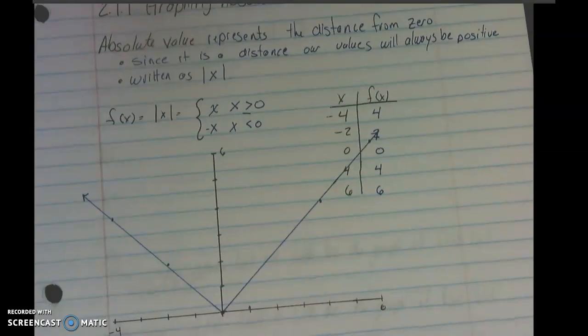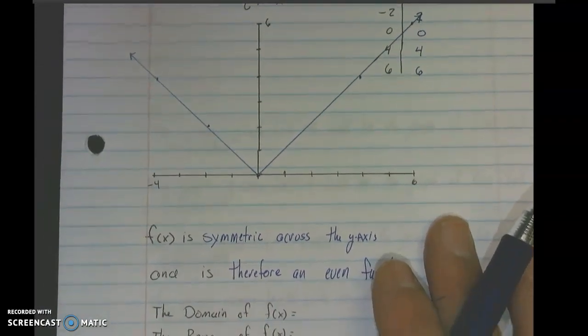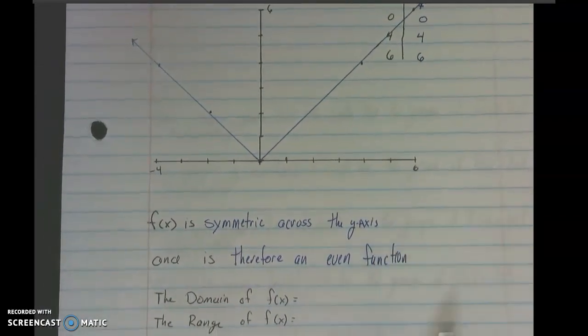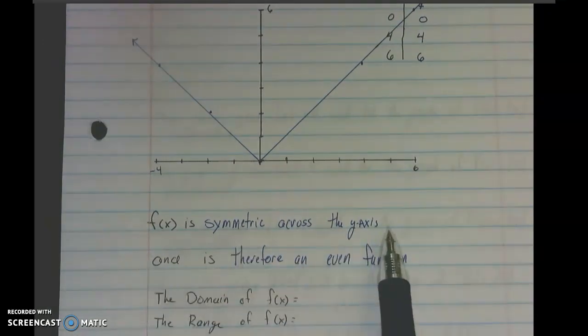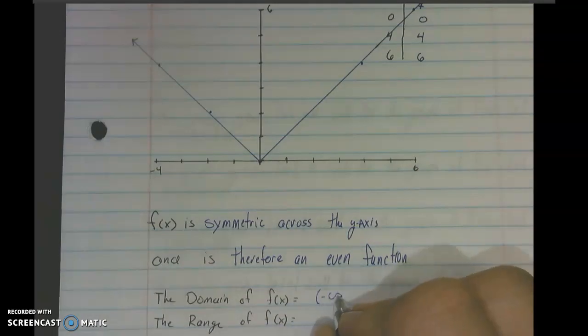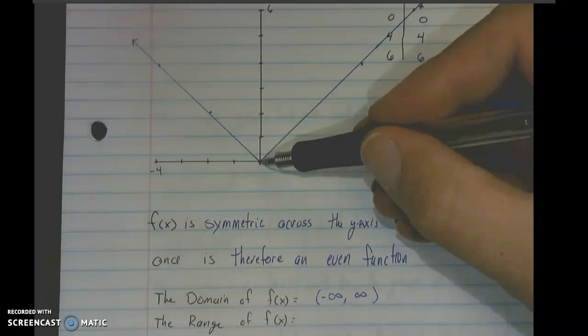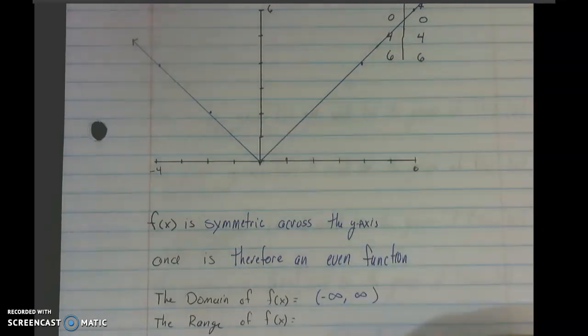Okay. The domain, we're not limited to anything on our x's. I guess I better scoot that up. I apologize. So the domain of f of x is going to be negative infinity to infinity because nothing's stopping us. Then the range is, because the lowest we have is 0, we're going to put a little bracket at 0 and we go to positive infinity.